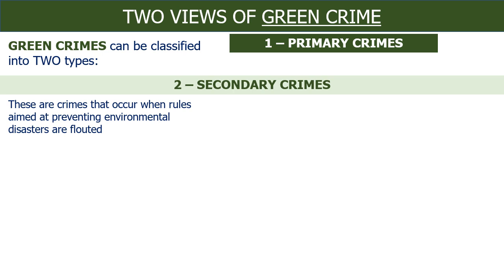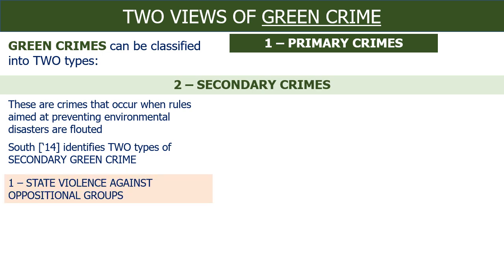And these are crimes that occur when rules that are aimed at preventing environmental disasters are broken, bent, flouted, okay? So again, South identifies 2 types of secondary green crime. The first one would be state violence against oppositional groups.